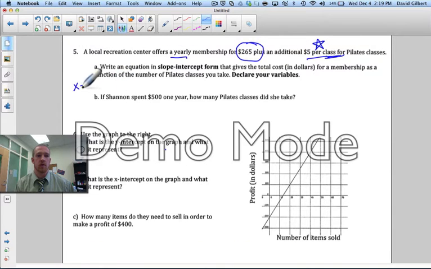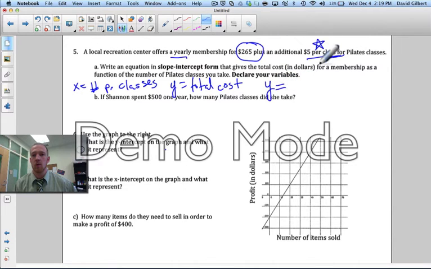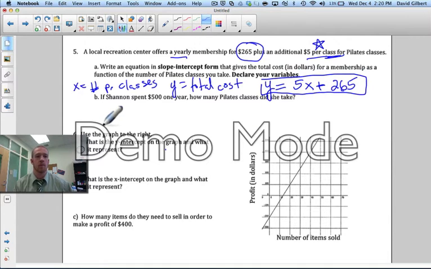So x stands for the number of Pilates classes. You know, hopefully you're listening and not just watching. And then y equals the total cost. So that gives us y equals the slope, which is $5 per class, so $5 times every class, plus the initial membership of 265. It's actually a pretty good deal, about a little more than 20 bucks a month.